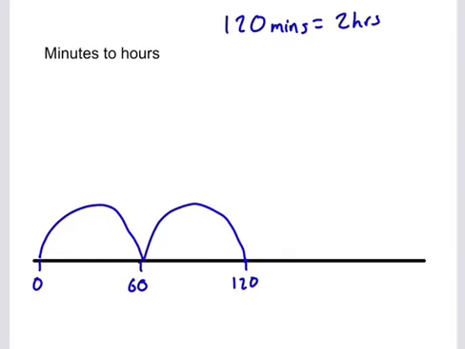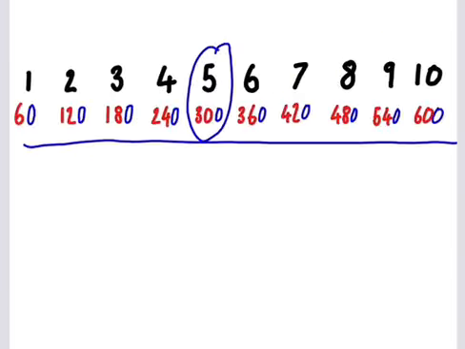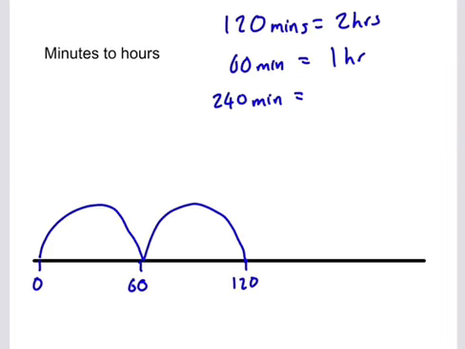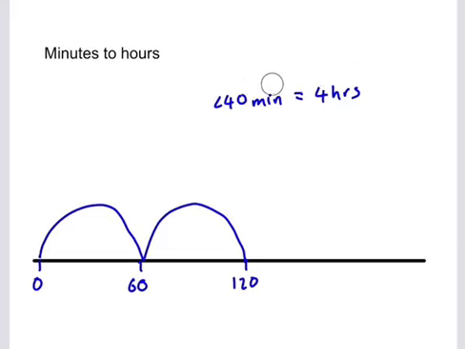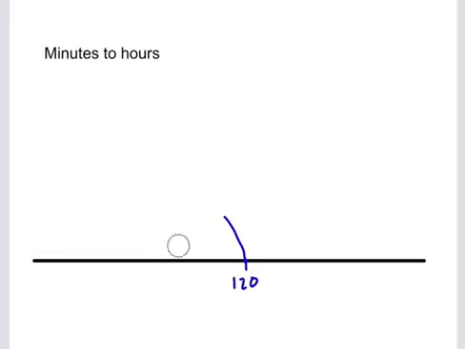If somebody said 60 minutes, well, I know that's an hour, 1 hour. If somebody said 240 minutes, well, let's go back and look at our little list we wrote. 240, oh, there it is. It's 4 hours. 240 minutes is 4 hours. Now, sometimes people give you numbers that aren't in the 60 times tables. But that's fine. We can just work out the closest.